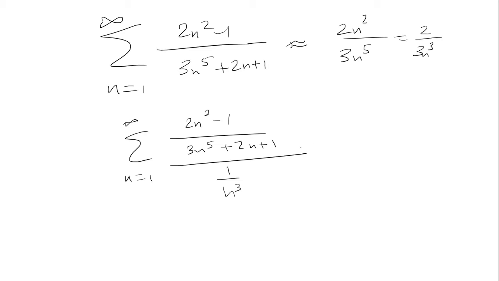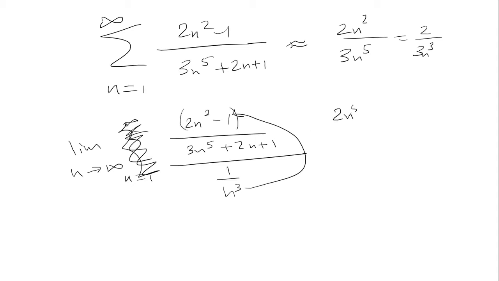So I'm dividing by 1 over n cubed, which means that I need to multiply by n cubed. And this should be a limit, not a sum. I'm going to multiply the top by n cubed. So I want to distribute it to both the 2n squared and the negative 1. So I have 2n to the 5th minus n cubed over 3n to the 5th plus 2n plus 1. And the limit, because we're looking at n approaching infinity, we don't really care about these terms. The n to the 5th will cancel, and you get 2/3.